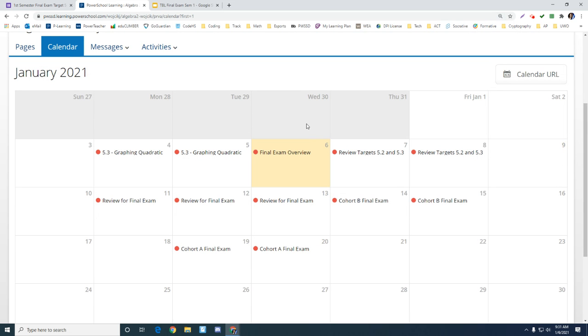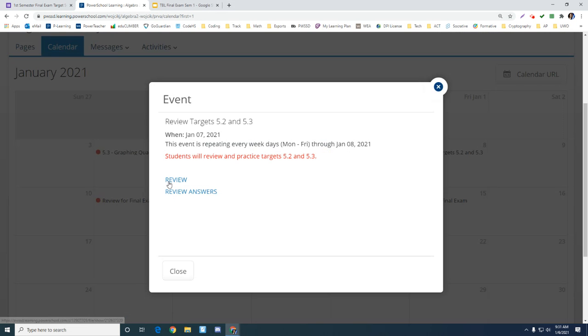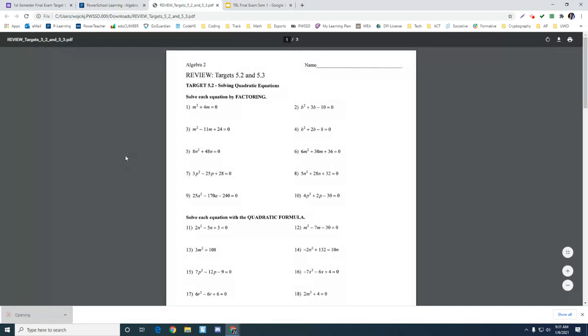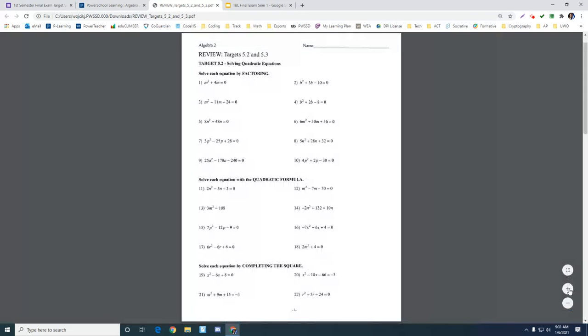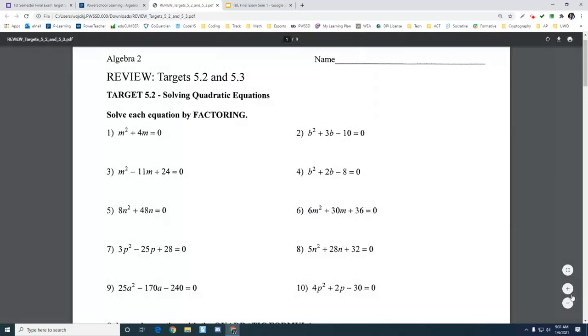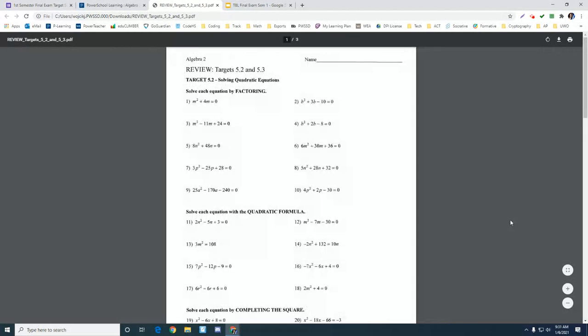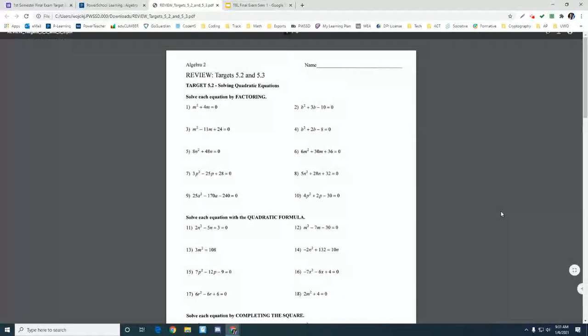and so you can see that tomorrow we are just reviewing targets 5.2 and 5.3. Those are the two newer lessons that you haven't been assessed on yet. And so I've got an actual practice worksheet. Look at this. I know it's not Delta Math. Crazy, right? So I've got actual problems for you to work on. You don't have to print this out or anything. You just work them out in your notebook. And these are just problems to help you get ready for targets 5.2 and 5.3.